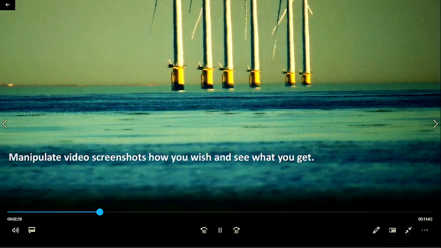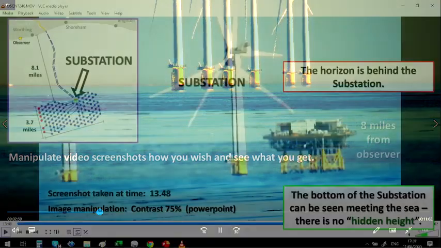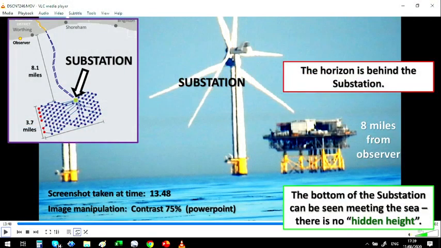Manipulate video screenshots how you wish and see what you get. The horizon is behind the substation, 8 miles from the observer. The bottom of the substation can be seen meeting the sea. There is no hidden height. Screenshot taken at time 1348, image manipulation contrast 75%.